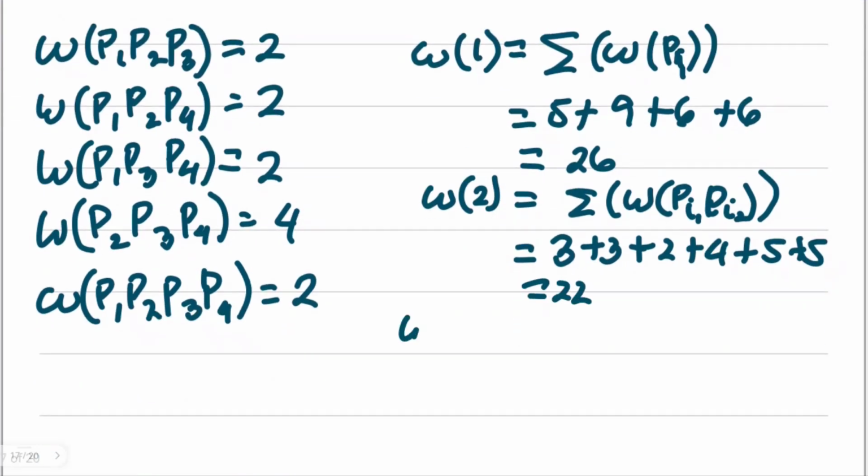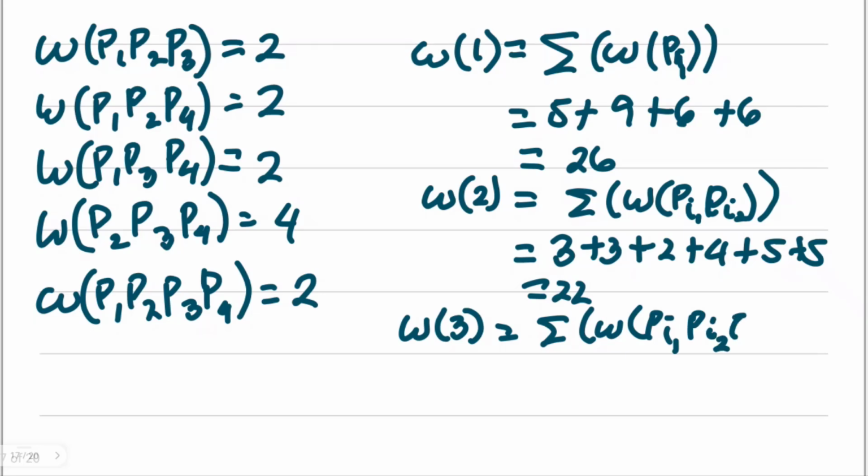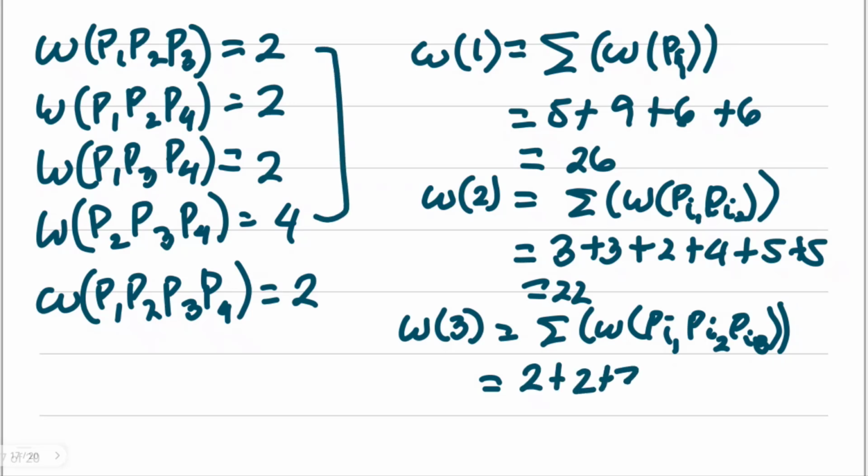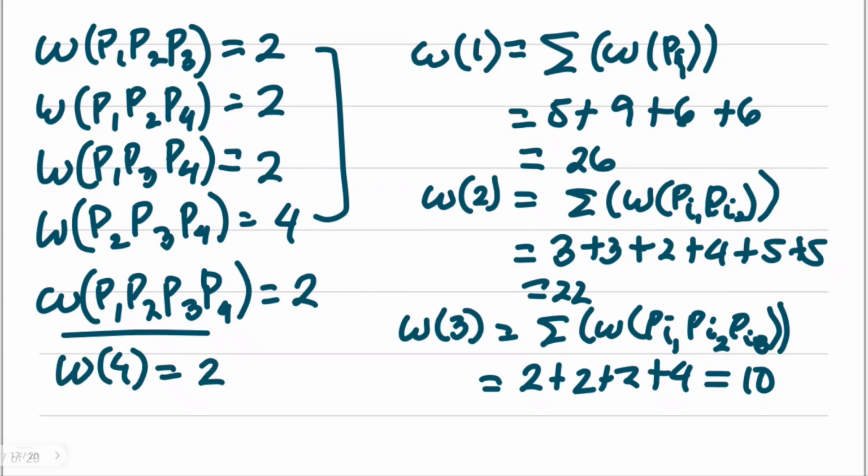For our omega of 3, so again, the summation of all omegas with P sub I sub 1, P sub I sub 2, P sub I sub 3, or in short, we're going to add all of this. So you have 2 plus 2 plus 2 plus 4, we will get 10. And for your omega of 4, this is just equal to 2 as indicated here.